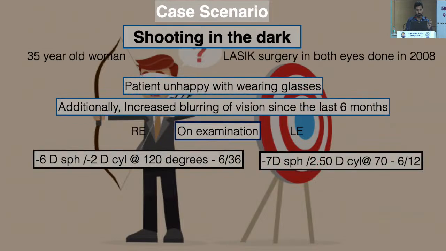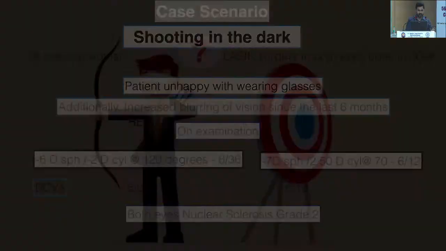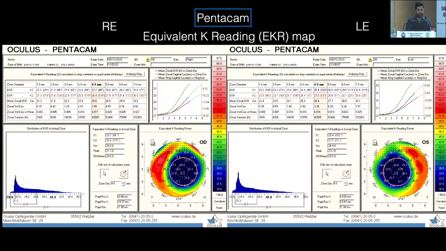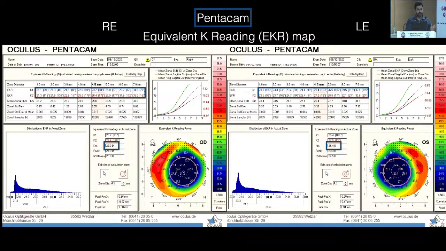In spite of all of this, there are rare cases where you don't have definitive answers, such as this case, a patient who had undergone LASIK in 2008. We're planning cataract surgery now. It's a high myope, as you can see from the axial length. What is interesting to see here is how flat the cornea is. You can see the K mean value of 25. When you look at the EKR map, there are values as low as 21, 22 diopters in some zones.